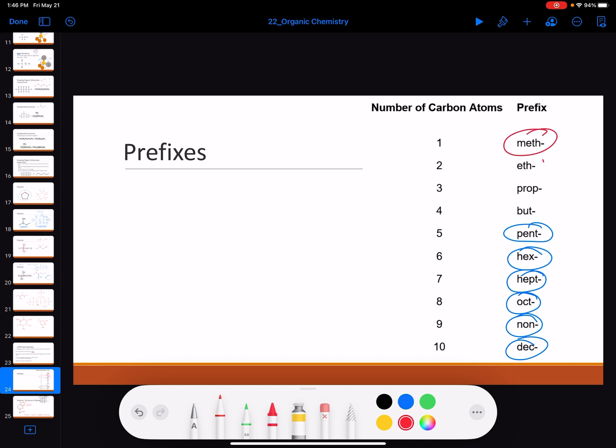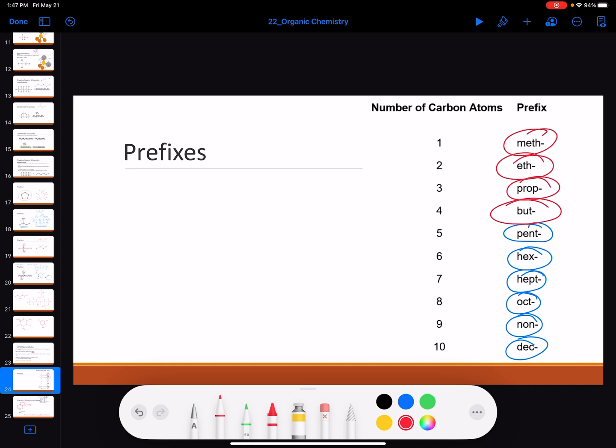So meth means 1, eth means 2, prop means 3, but means 4. So for me, I learned it just by counting them off on my fingers. Meth, eth, prop, but. And if you see me doing this in class, I literally just pull out my fingers and go meth, eth, prop, but. 1, 2, 3, 4, right? And that's how I remember them.